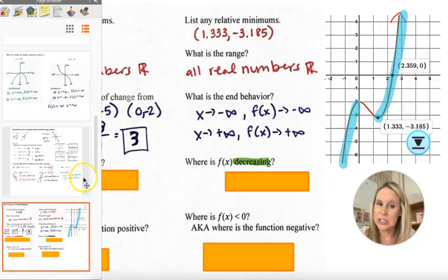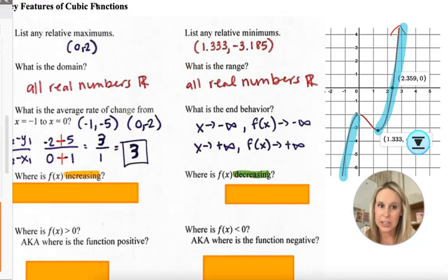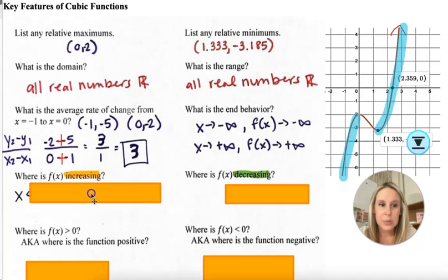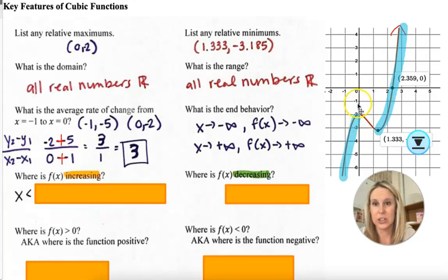Again, when you're talking about increasing and decreasing, we only care about the x values. So the first part is when x is less than, and then what number is this x value? It's actually a 0. So it's when x is less than 0. Everyone wants to say -2, but that's the y value. So that is the first answer. There is a second answer.